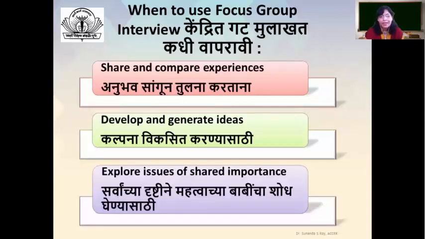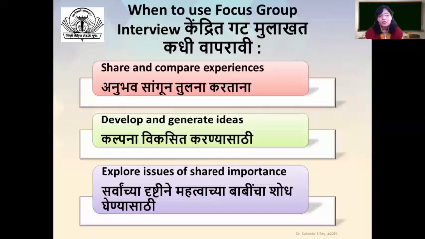And also to explore issues of shared importance. An example over here could be that suppose students have been exposed to a particular method of teaching, and you can have a focus group interview of them to find out whether that method of teaching has helped them in their learning. So it's a shared importance. The learning outcome is of shared importance.